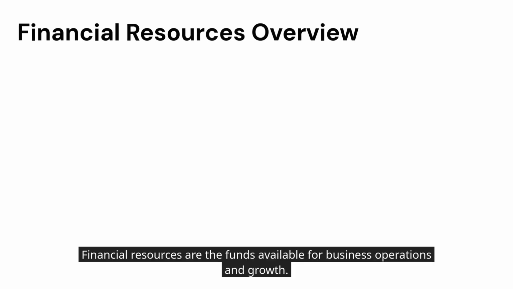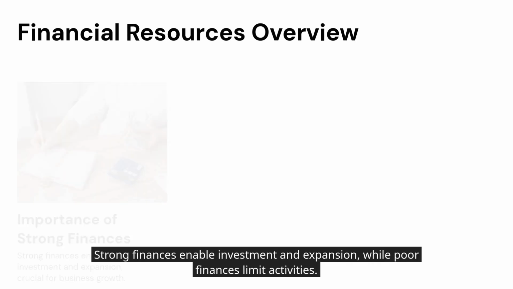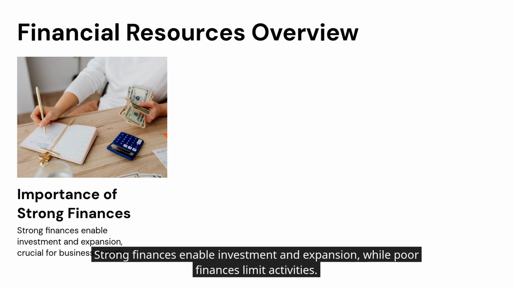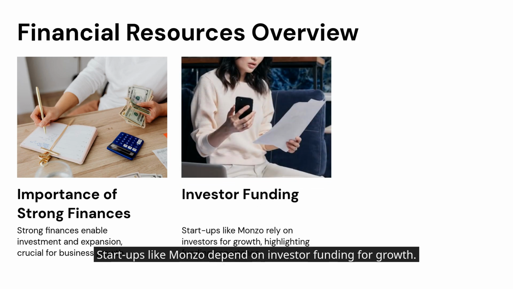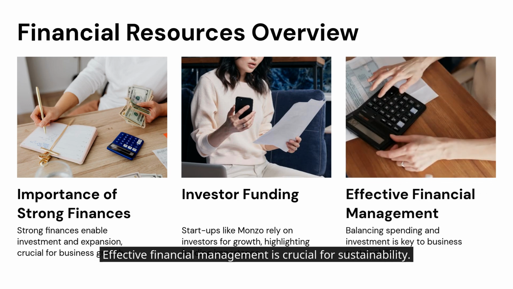Financial resources are the funds available for business operations and growth. Strong finances enable investment and expansion, while poor finances limit activities. Startups like Monzo depend on investor funding for growth. Effective financial management is crucial for sustainability. Businesses must balance spending and investment wisely.